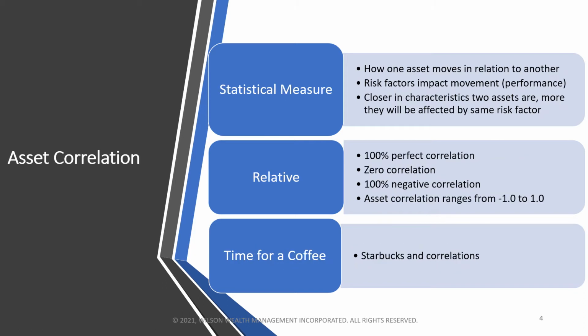Asset correlations. That's what drives diversification. Your asset correlation is simply a statistical measure. It measures how one asset moves in relation to a second. And how assets move is usually a function of risk factors. We saw that when we looked at systematic and non-systematic risks.